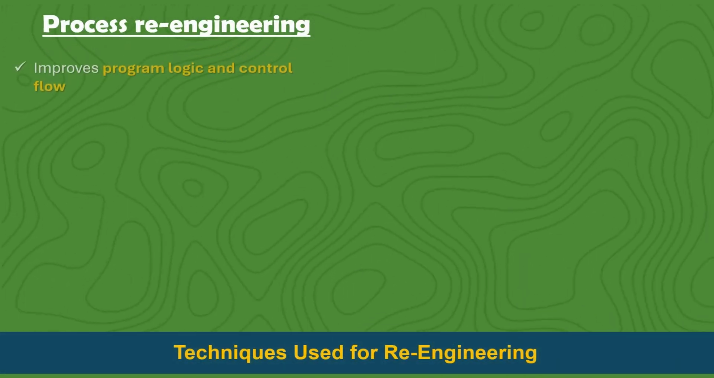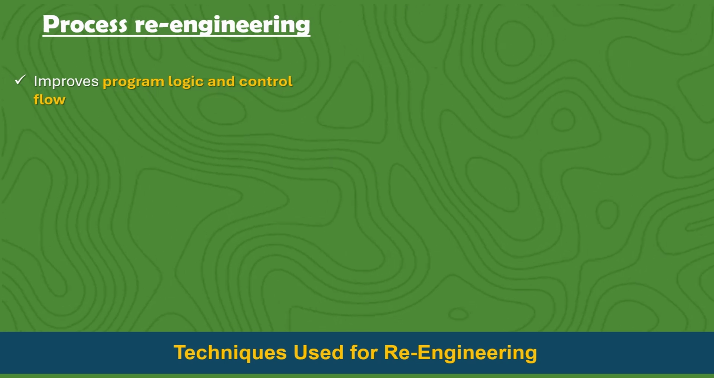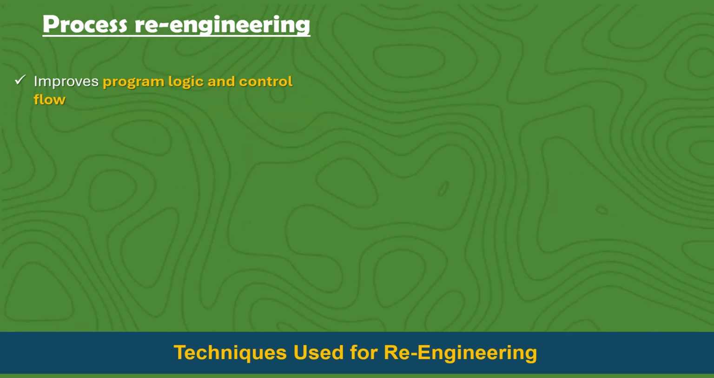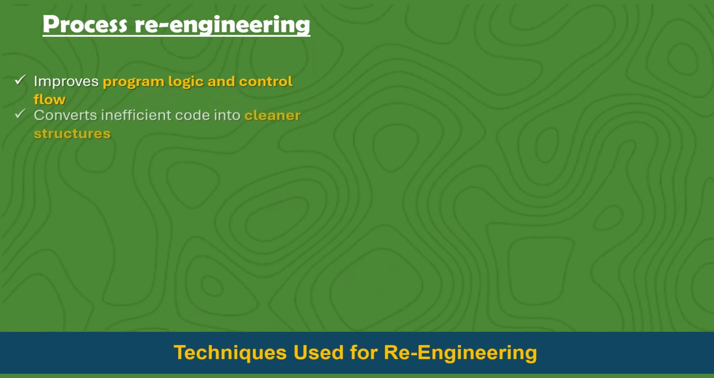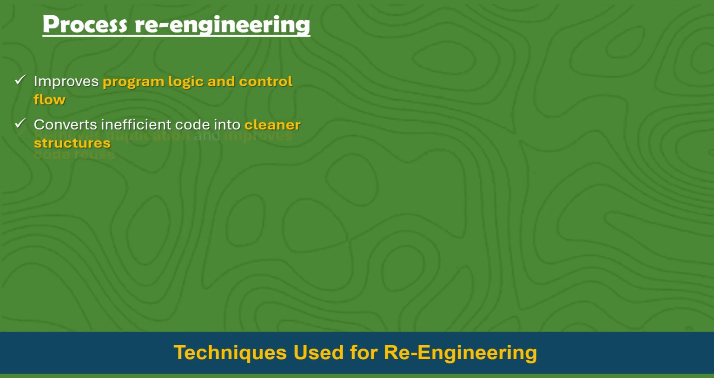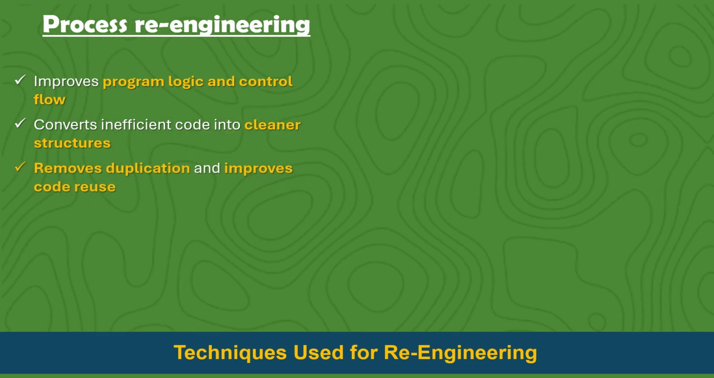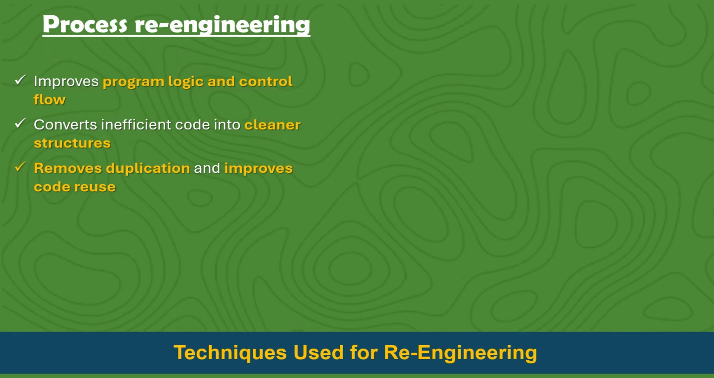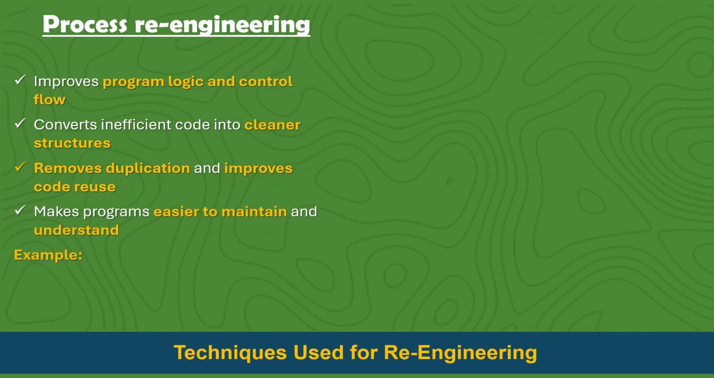Process reengineering focuses on improving the internal logic and control flow of the program. Inefficient or poorly structured code is redesigned into cleaner and more maintainable forms. For example, duplicated code can be consolidated into reusable functions, making the program easier to manage and understand.